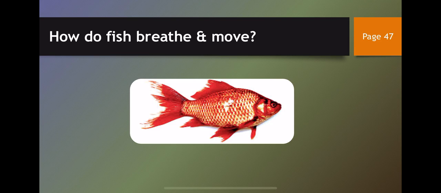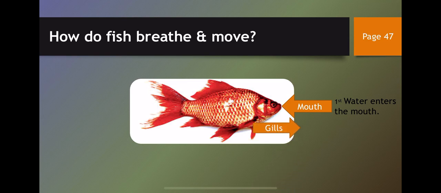Yes, very good. First, it's going to use its mouth. How? The water enters the mouth. So in breathing, the water enters the mouth. Then there is another structure. It's very important. It helps the fish to take in the oxygen from the water. Do you remember what these structures are? Yes, very good. The gills.